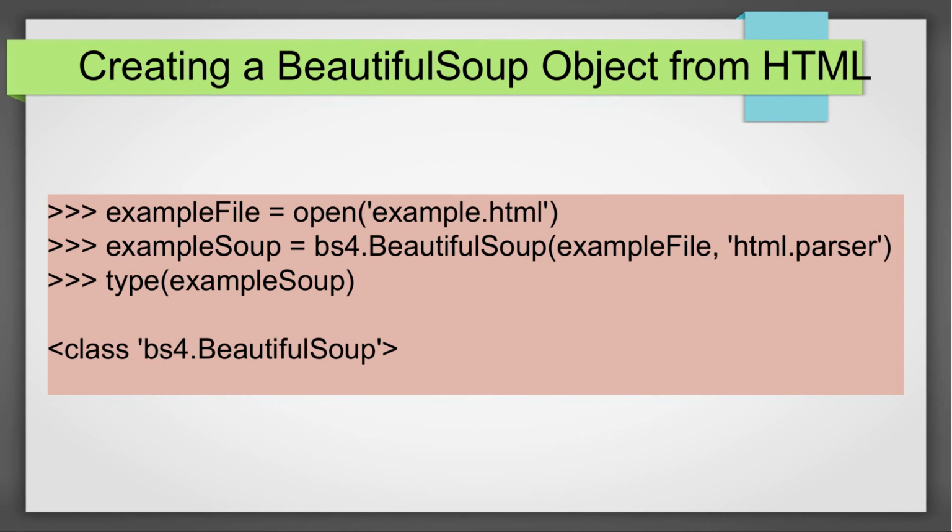You can also load an HTML file from your hard drive by passing a file object to bs4.BeautifulSoup, along with a second argument that tells BeautifulSoup which parser to use to analyze the HTML. The HTML parser used here comes with Python. Here we use the example.html file created in the previous slide. But you have to make sure that the example.html file is in the working directory.